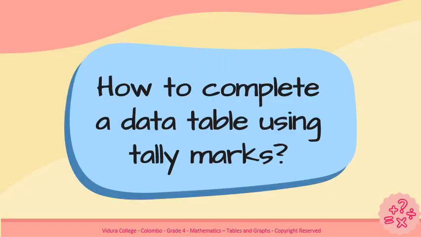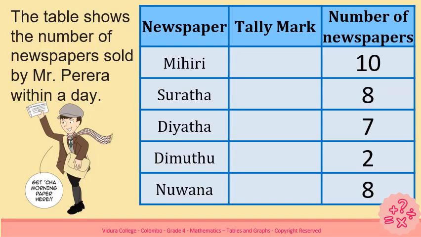Now let's learn how to complete a data table using tally marks. The table shows the number of newspapers sold by Mr. Pereira within a day. You can see a table here, children. The names of the newspapers are given, and also the number of newspapers are given. What you have to do is take out your personal whiteboard and do the tally marks with me. Are you ready? Let's do it.